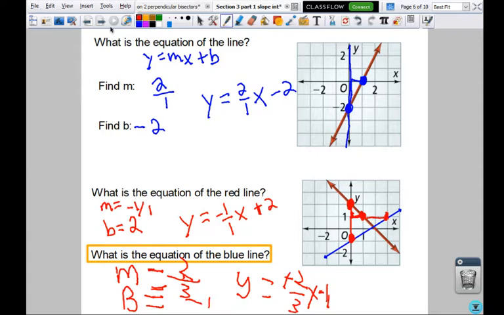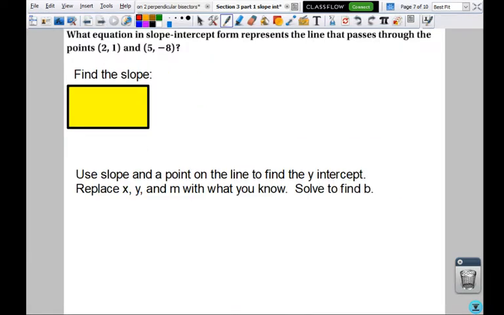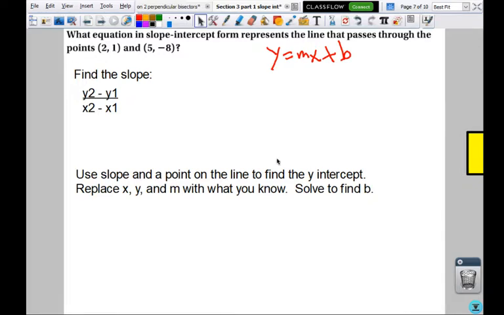We're also going to find equations when we have just 2 points. So I'm going to find the equation in slope-intercept form that represents the line that passes through points 2, 1 and 5, negative 8. So this is really just an algebra problem. We just got to set it up a little bit. So we need to make an equation in y equals mx plus b. To start with, we're going to find our slope, because that's our m.